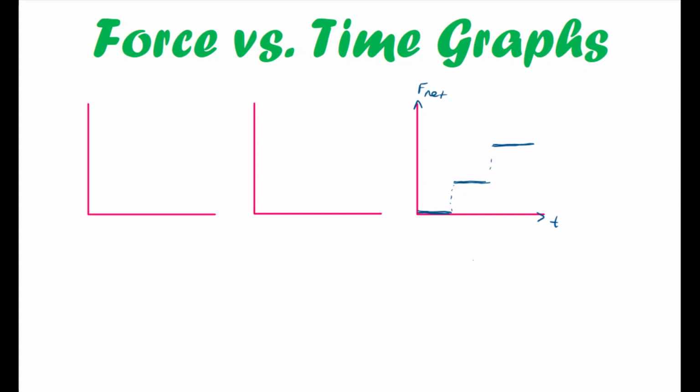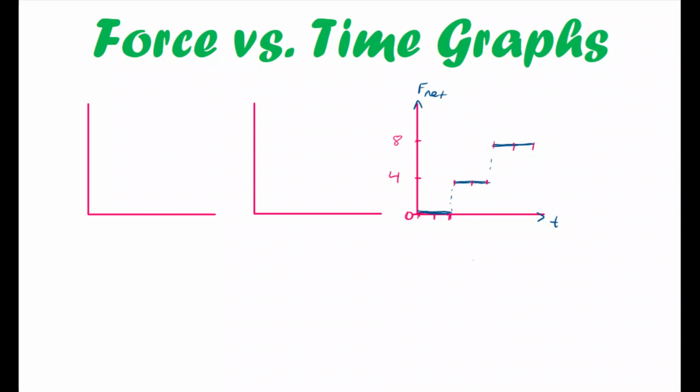Okay, so if I were trying to read this graph, a couple different things that I could pull from the graph. I could say that for the first, let's say it's just 2 seconds here, for the first 2 seconds, we can see that the net force is 0. For the next 2 seconds, let's say that the net force jumps up to, say, 4. And then for the final 2 seconds, we'll say that the net force jumps up to 8.